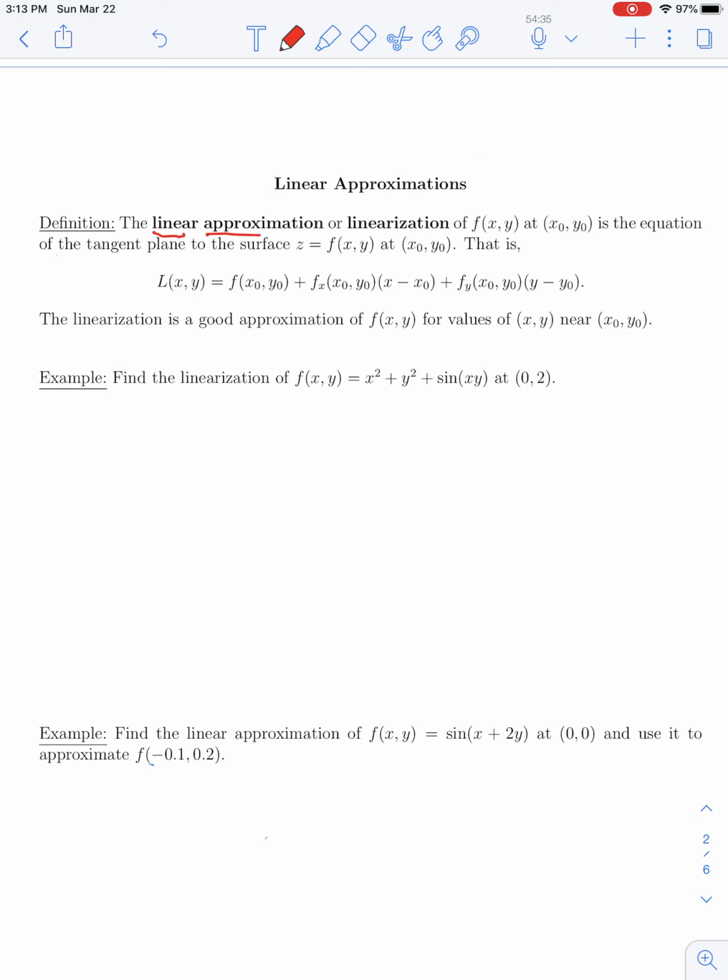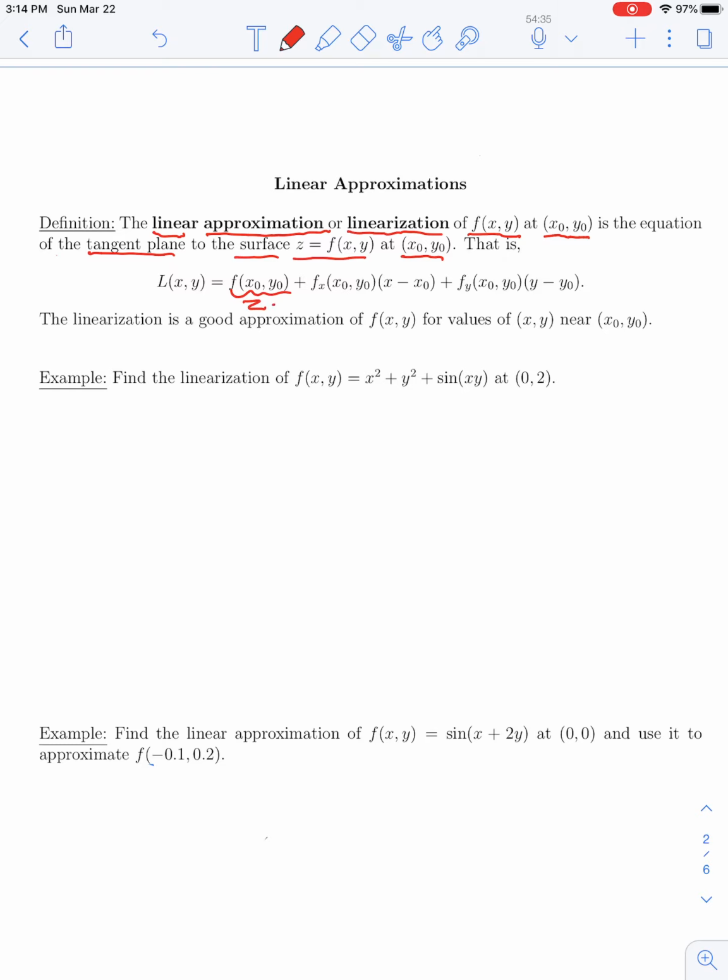So here, the linear approximation, or sometimes called linearization, of a function f of x y at a point x naught, y naught, is defined to be the equation of the tangent plane to that surface defined by our function f of x y at the point x naught, y naught. So here, the linearization is this function, which we will denote as capital L for linearization, and it is defined as f of x naught, y naught.